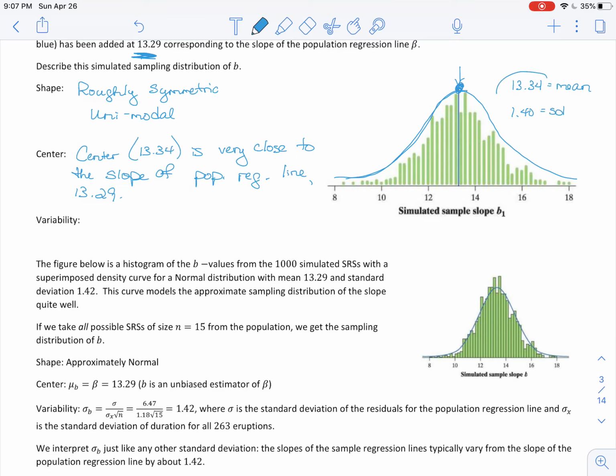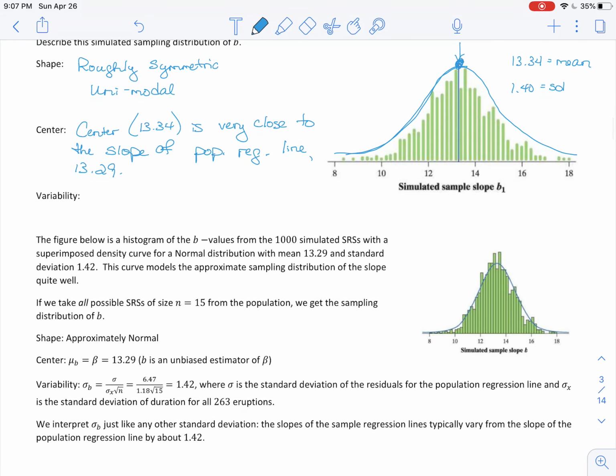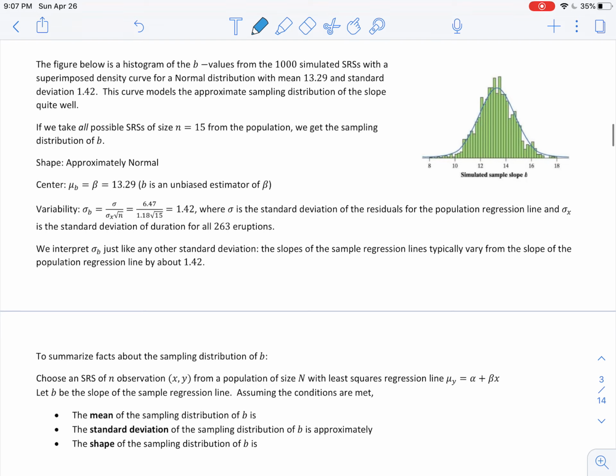Then we talk about the variability. The standard deviation of these b values is 1.40. So this is the typical distance they're spreading apart, deviating from this mean value. You're going to see that that's really close to the standard deviation of the sampling distribution of b's, 1.42. We'll talk about that in a second, but I'm not going to write that twice.